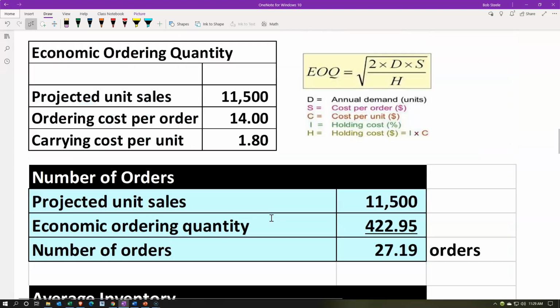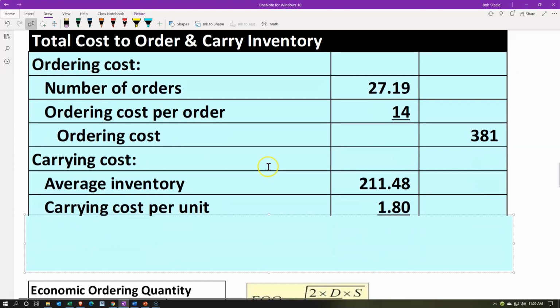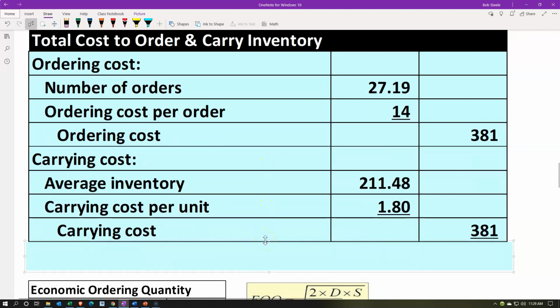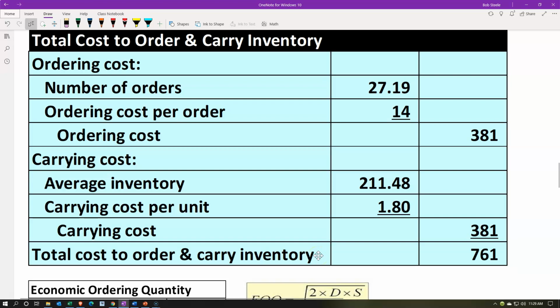So the $1.80 is going to be our carrying cost per unit. Multiplying the 211.41 and the 180 gives us the 381. So then if we were to add those two up, we balance them out. We got the total costs to order and carry inventory based on our calculations here, the 761. Okay, so let's do it again.